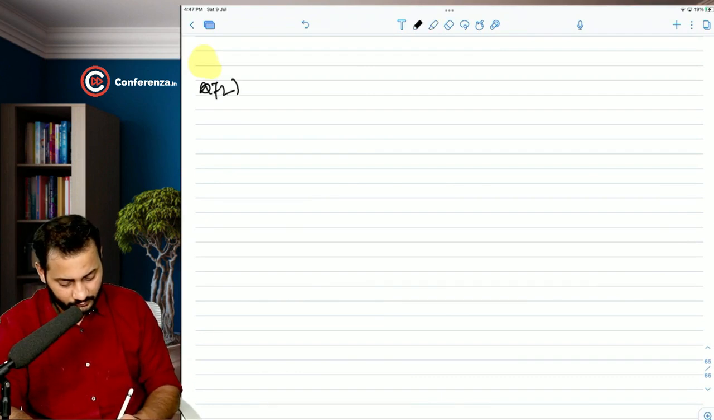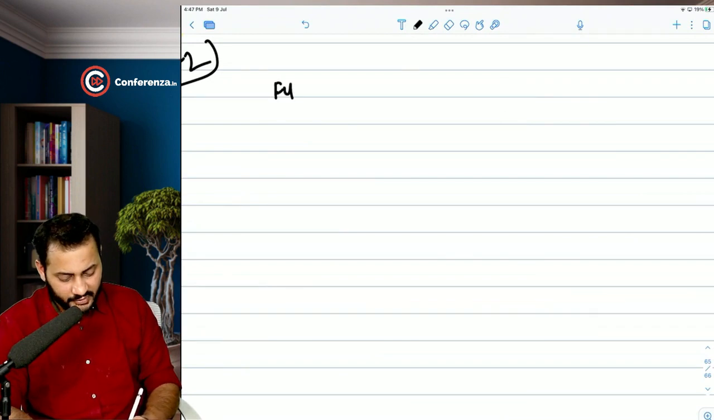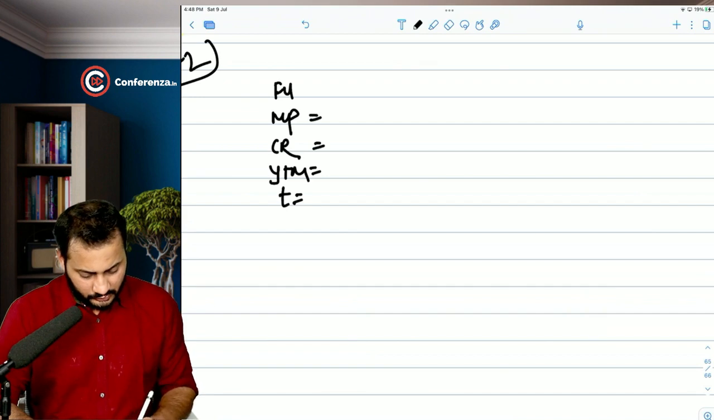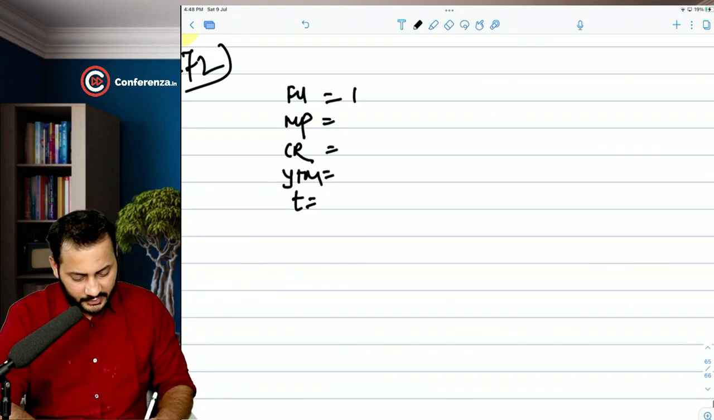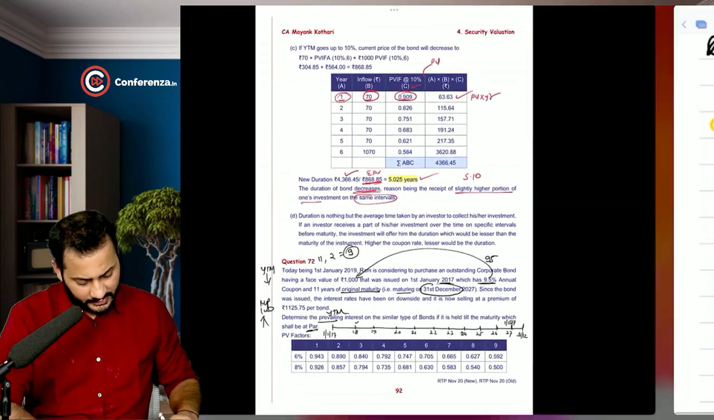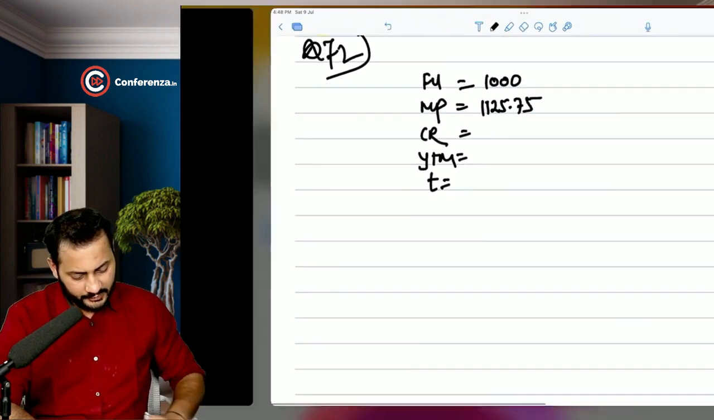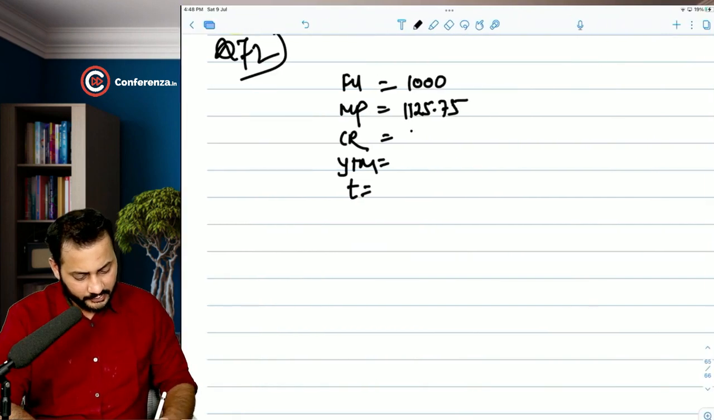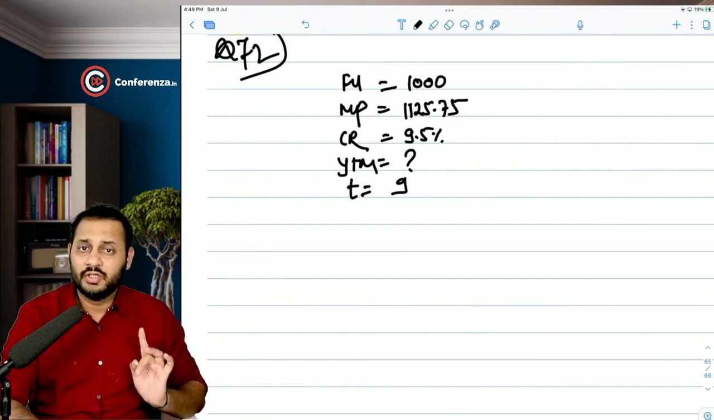See, first we'll take the easiest step. Face value, market price, coupon rate, YTM and time. What is the face value? 1000. And market price? Market price 1125.75. Coupon rate 9.5%. YTM to be calculated. Time 9 years. Only 9 years are left, and that is the only thing important.